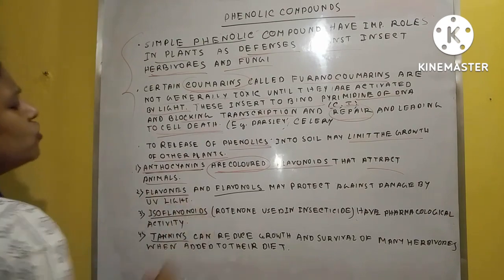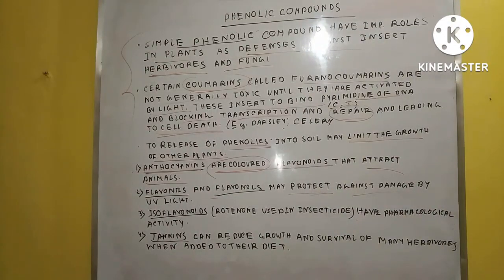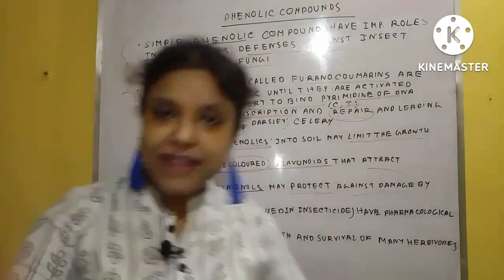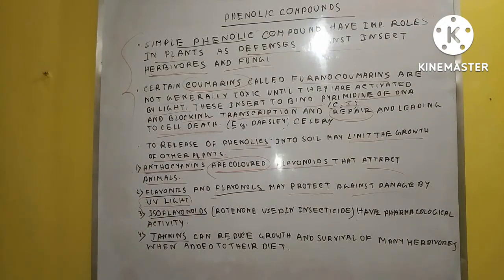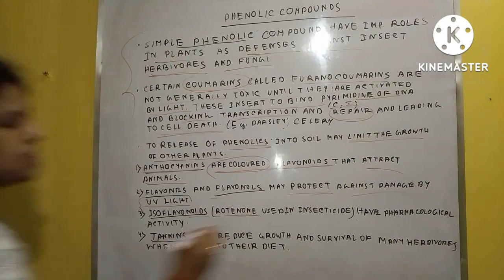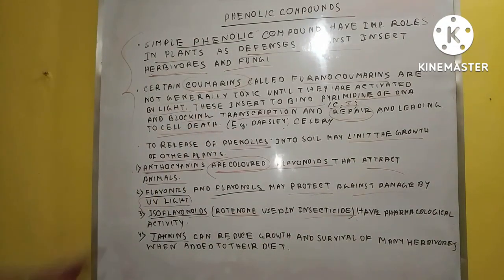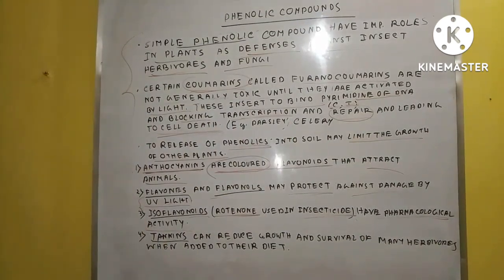Second, the flavones and flavonols also protect against damage by UV light. They protect the plants from the sun's UV light. The third one is the isoflavonoids. One example is rotenone, which is used in the preparation of insecticides. These isoflavonoids have pharmacological activity and are generally used in insecticides and pesticides for killing insects or pests.